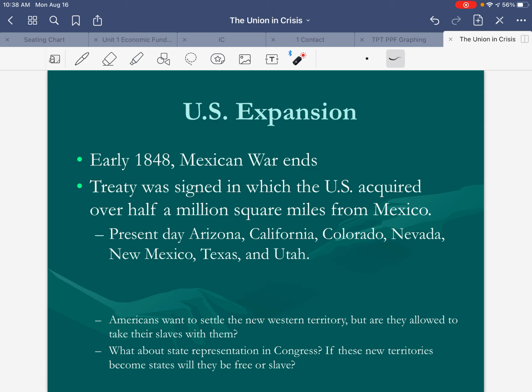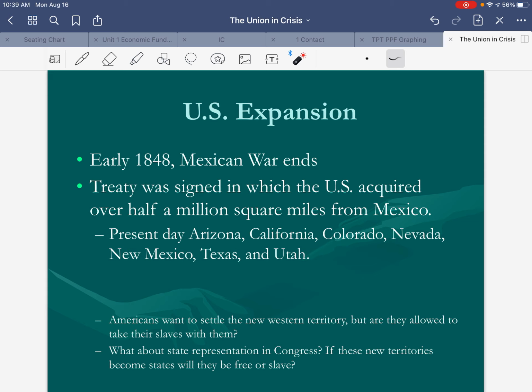So Americans want to move out west, especially farmers, because we're running out of room to grow those cash crops in the South. But are they allowed to take their slaves with them? And what about representation in Congress? We want to keep it equal to where there's an equal number of senators that represent slave states and an equal number of senators that represent free states.